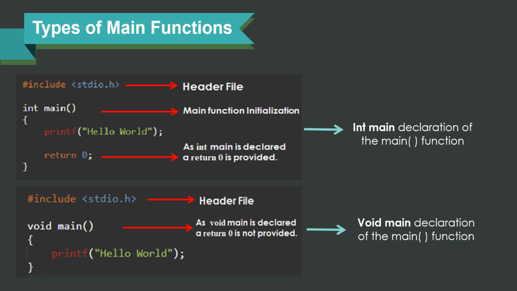Let's see the type of main functions with an example here. In the first half, you can see that I have got include stdio.h. This is the header file part there. Coming to the next line, int main. This int main says that there has to be a return, and that's why we have return 0 as a very important line which is included in the piece of code. Here, since it is mentioned as integer, we are returning 0. In the next example that we have shown just below, we have made it void main, hence there is no need to return anything. So no return 0 is used there.